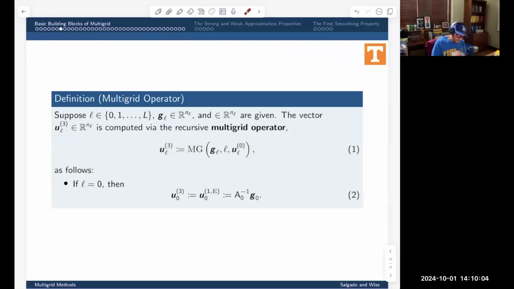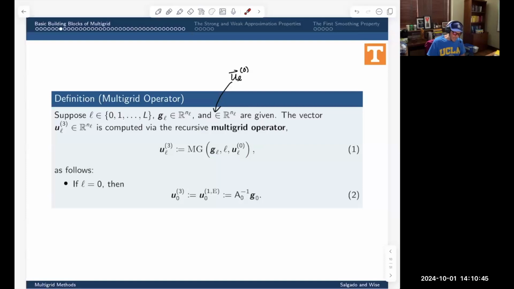So suppose that L is somewhere between the coarsest possible and the finest possible, and G_L is some arbitrary vector from level L. This guy that's missing here should be U_L^0, and that is an initial guess on level L. So these are all given. Then the vector U_L^3 is computed via the recursive multigrid operator, which is defined here in the following steps.